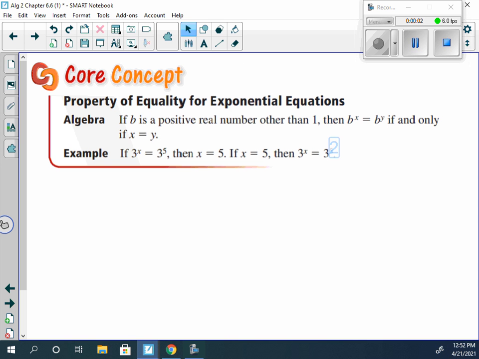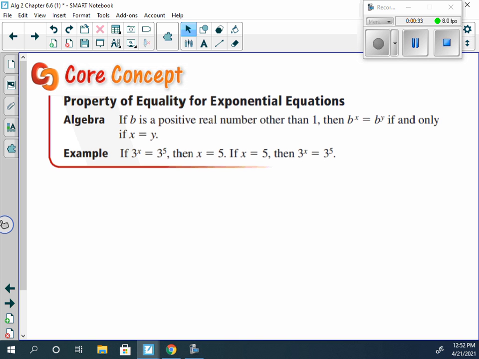So the one slide that was cut out of the notes is this one here. This here is our property of equality for exponential equations. Well, our word equality means what? Equal. So if b is a positive real number other than 1, then b to the x is equal to b to the y if and only if x is equal to y. So if the two bases are the same, then the exponents have to be equal to each other.